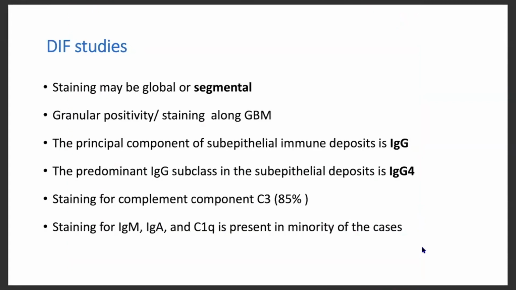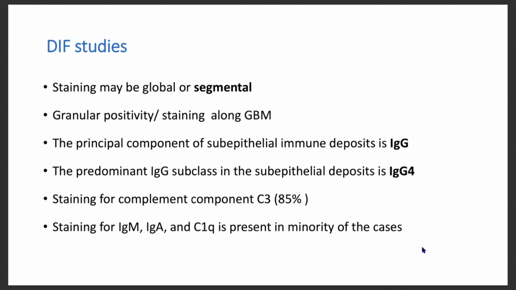Now, DIF is critical to diagnose membranous GN. What happens in membranous GN is that the immune complexes are predominantly of the IgG type. So IgG staining is very bright in IF. If you look at the subclasses of IgG, there are four subclasses, and IgG4 is the most common component of these immune complex deposits.